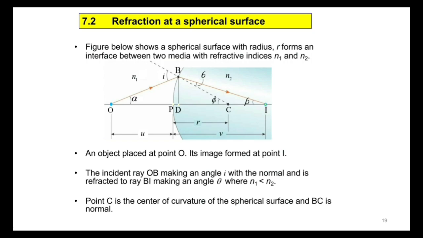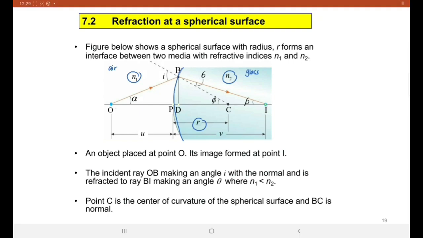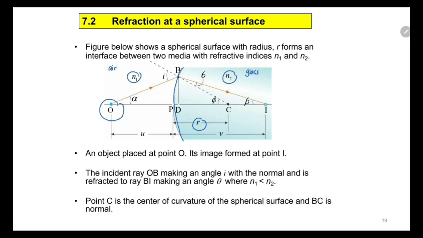In this figure, a spherical surface with radius R is dividing two different media. Let's say the medium at the left is air and at the right is glass. These media have their own refractive index, named n1 for the medium air and n2 for the medium glass. An object is placed at point O in the medium air and the image is formed at point I in the medium glass.